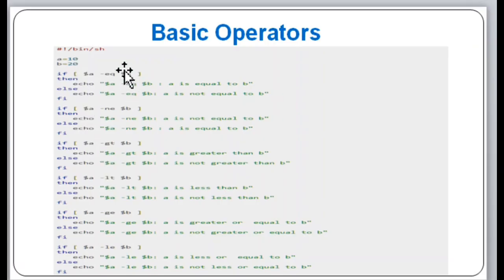Here's how we can use them in if-then statements. If variable a is equal to variable b, then echo a is equal to b. Else echo a is not equal to b. In this case, 10 is not equal to 20, so instead of doing the then branch, it's going to do the else. So it's going to say a is not equal to b, and then it's going to end the statement. You do that the same for all of these.